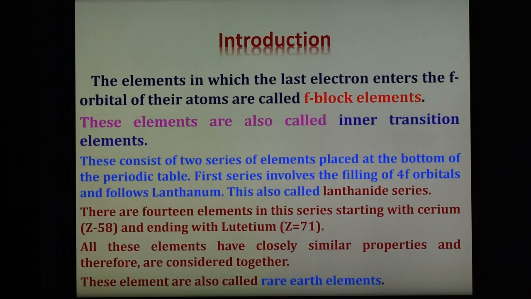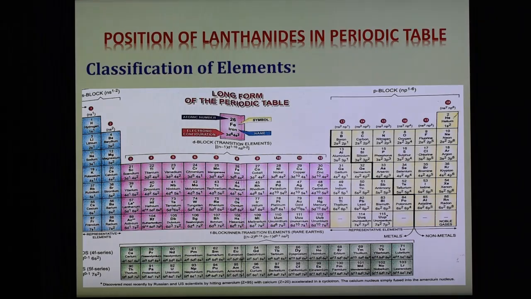Because of their similar physical properties, their separation and identification is a very difficult task, and therefore the first stage in their separation is to get them as an oxide. However, occurrence of oxides of lanthanides is very rare, and therefore these elements are also known as rare earth elements. So these are the lanthanide series, from atomic number 58 to 71, and these elements occur rarely and therefore are also known as rare earth elements. In the next slide we are going to see the position of lanthanide in the periodic table.